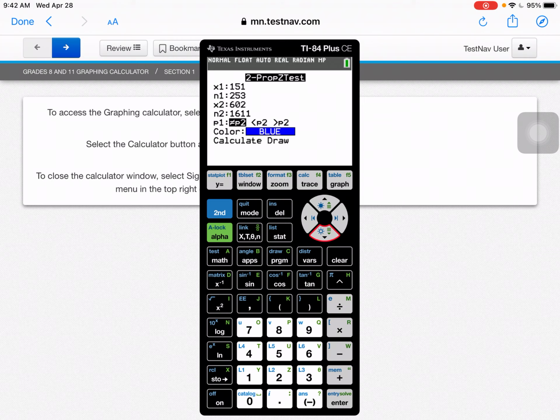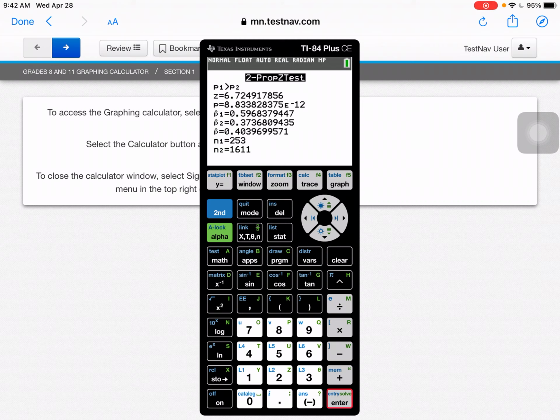And we were trying to show that the first population proportion was greater than the second, so that the black population proportion was greater than the white population proportion. So I'm going to select my greater than alternate hypothesis. Then I'm going to go down to calculate and hit enter.